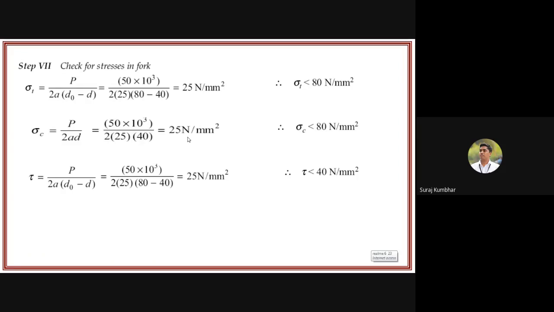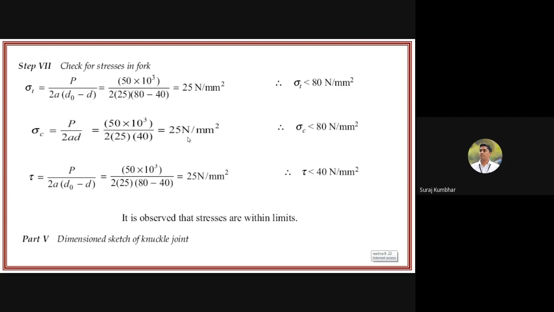So, up till this, you can say all the stress values you are getting, all the checks for the stresses in a single eye as well as in the fork, are less than the permissible stress values. So it is observed that the stresses are within limits, right? Because they are much less than the permissible stress values. And the final portion, that is part 5, is the dimensional sketch of a knuckle joint.